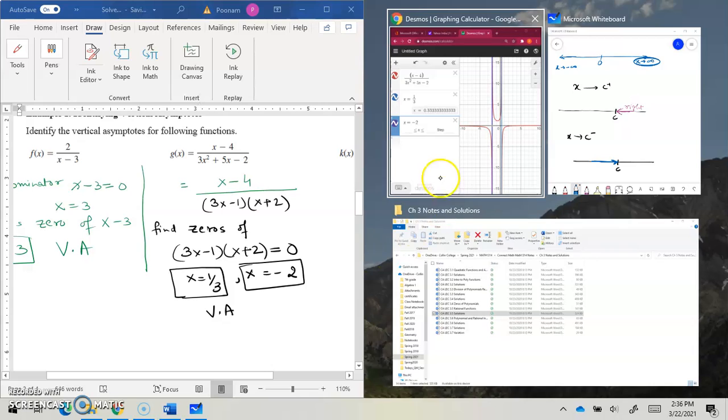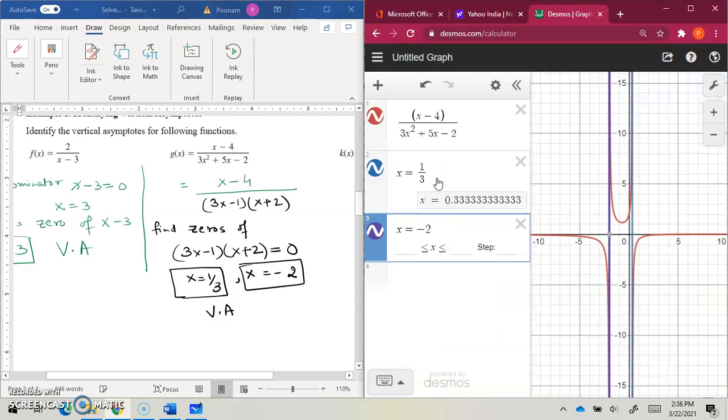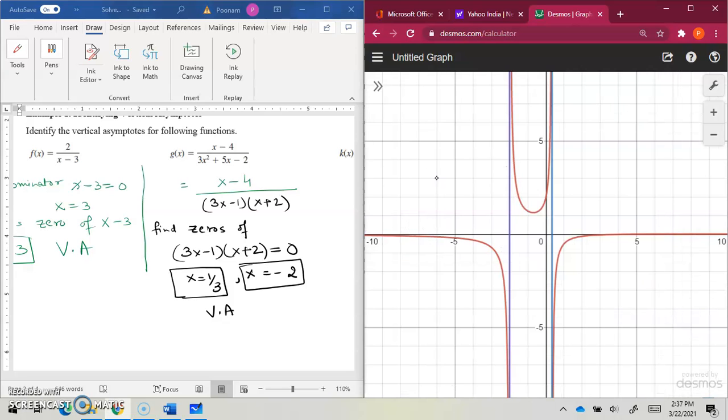Let's look at that on desmos.com. I plotted this graph, (x minus 4) divided by (3x squared plus 5x minus 2). So this is the graph. And then I plotted the line x equals 1/3. This blue line is x equals 1/3. You see how as x is approaching that point from the right, the graph is approaching negative infinity. So this is your asymptote.